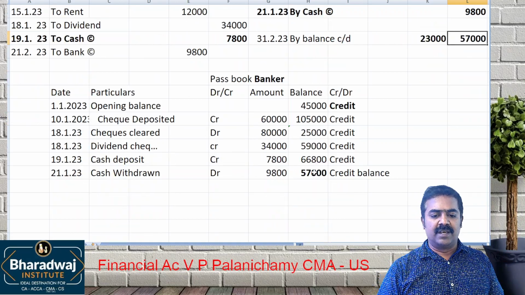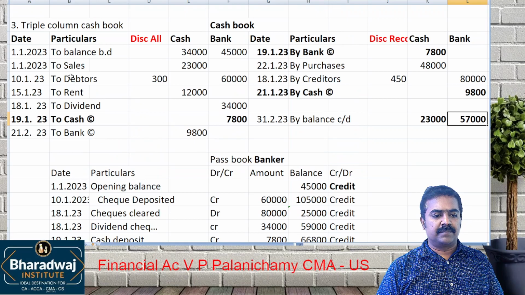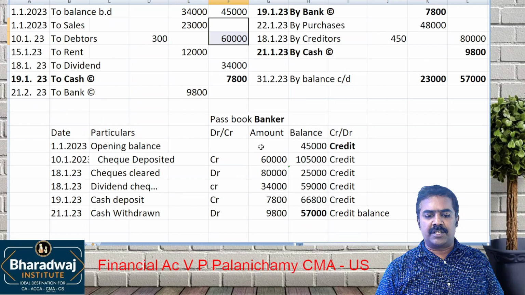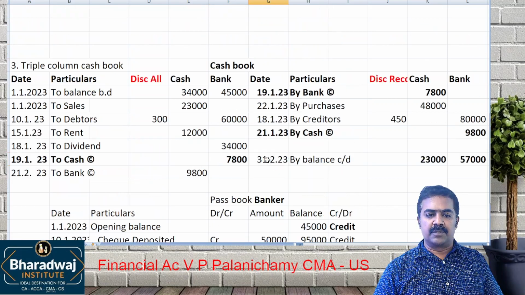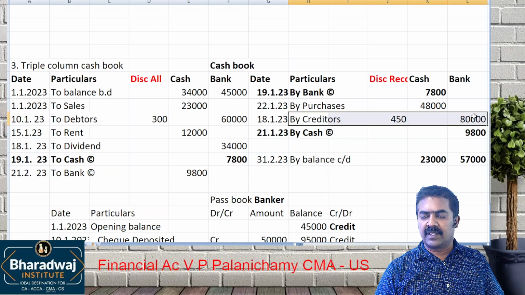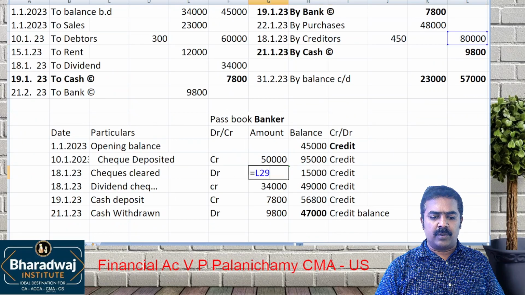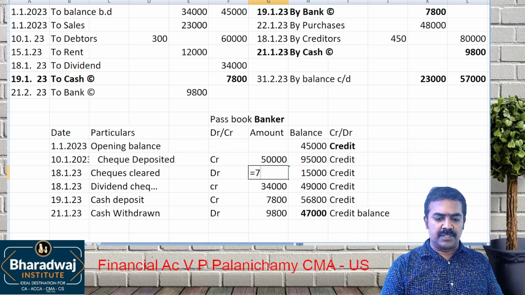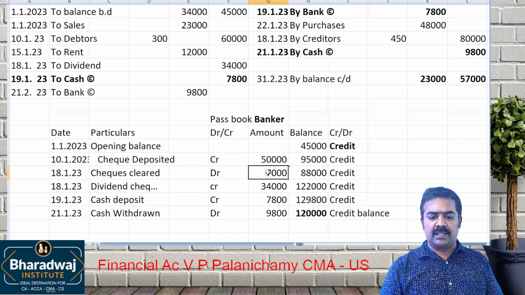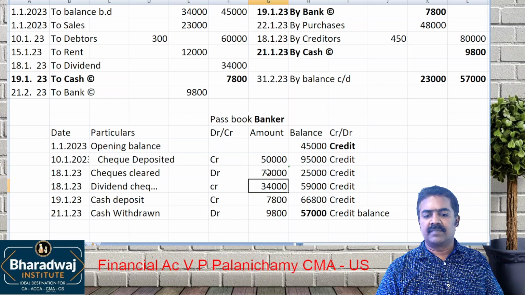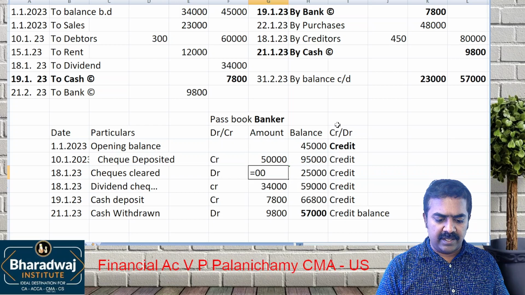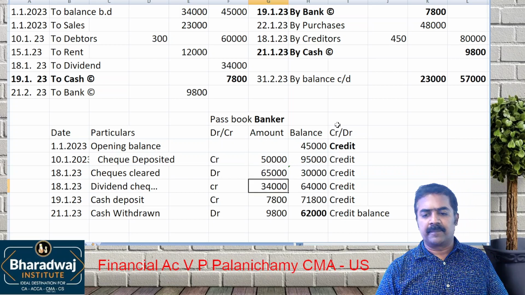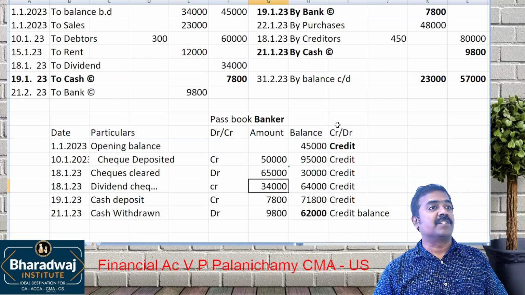Okay, let us assume. What is the cheque deposited? 60,000. Let's assume banker has collected only 50,000. What is the cheque issued? 80,000. In the bank, let us assume only 70,000 is presented. Okay, let us assume only 65,000 is presented for payment. Now, what will happen? Balance will differ.